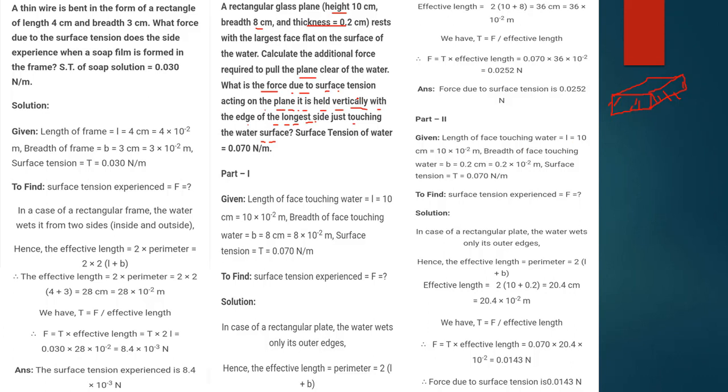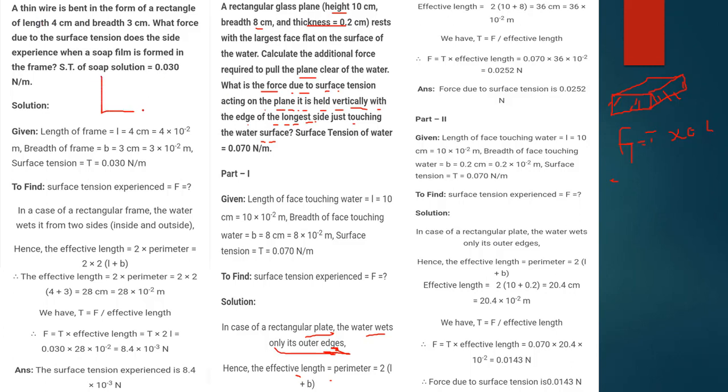Part ya kwanza tumeulizwa additional force required to pull. Additional force, akisema tu additional force maana yake ignore the weight. Kwa hiyo lift force inakuwa ni sawa na surface tension times effective length. Effective length ndio trick hapa. So you have this rectangular glass plate. So in case of rectangular plate, the water wets only its outer edges. Okay, hence the effective length ni sawa na perimeter. Kwa sababu gani?